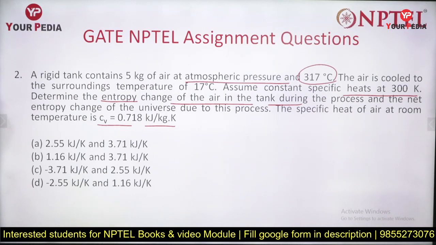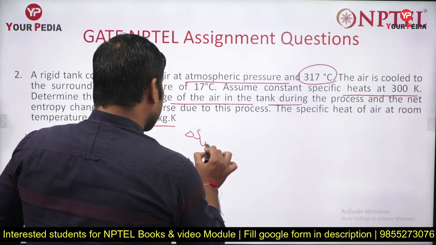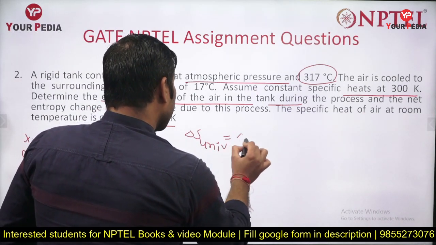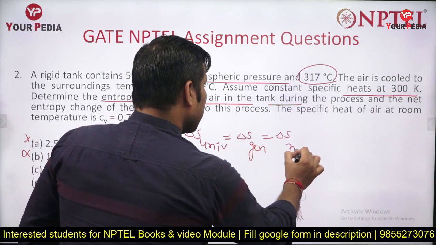Obviously due to that temperature difference, air is going to lose the heat, so entropy of the air is going to decrease. Entropy change of the air will be negative. So obviously A, B will not be the correct answer. Out of C and D you are going to get the answer because entropy of the air is going to decrease. And net entropy change means the entropy change of universe, which is nothing but entropy generation, or this is nothing but net entropy change.